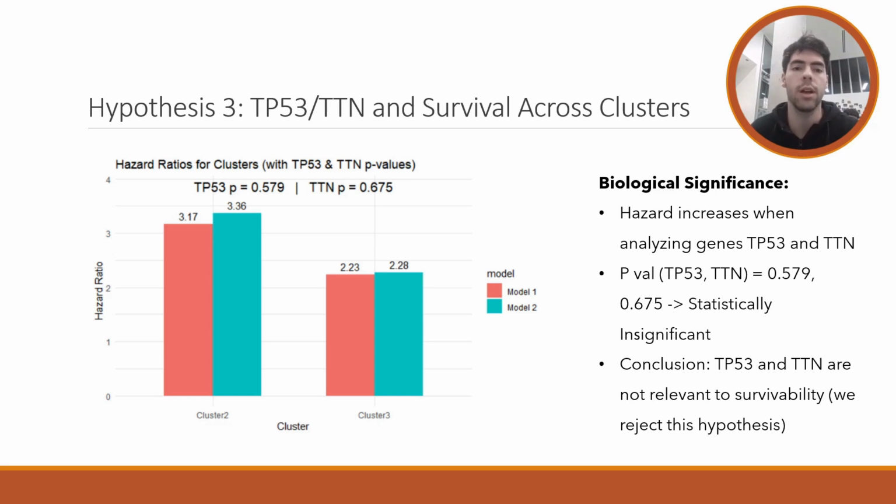As shown in the bar plot, hazard ratios are elevated, but the p-values for TP53 and TTN are 0.75 and 0.65, which are not statistically significant. This indicates that although these genes are frequent, they do not meaningfully explain survival differences between clusters.